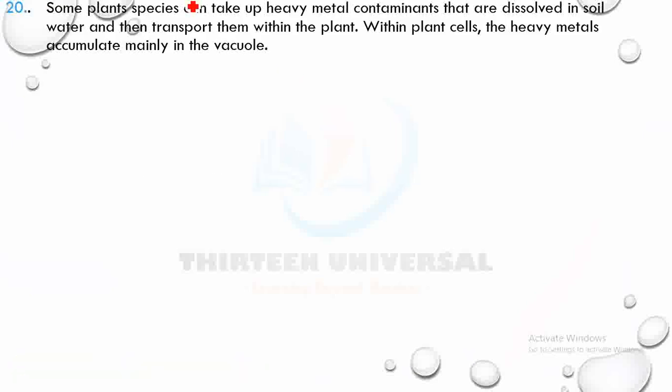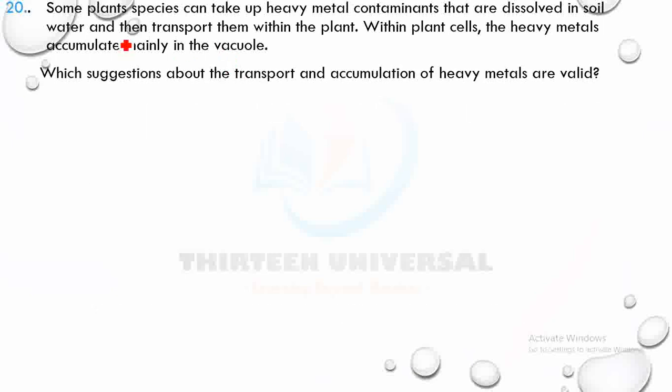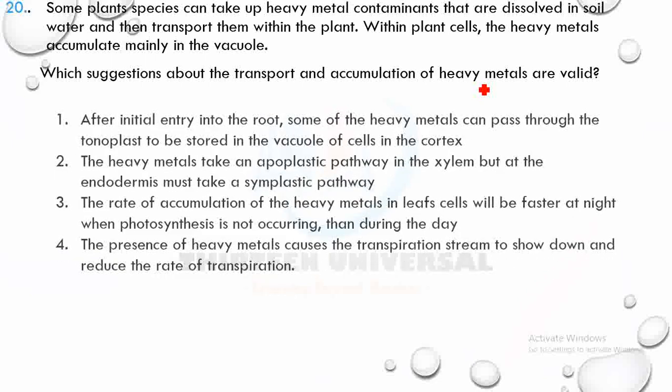Alright. Some plant species can take up heavy metals, contaminants that are dissolved in soil water, and then transport them within the plant. Within plant cells, the heavy metals accumulate mainly in the vacuole. Which suggestions about the transport and accumulation of heavy metals are valid?